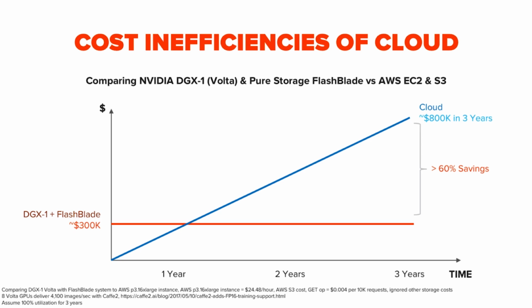Now compare that to the cloud. In this case, it's AWS EC2, and they have a particular instance called P3.16x large instances, which also is based on the Volta GPU, so very much apples to apples comparison in terms of performance. It would cost about $24 an hour to run your job in the cloud.